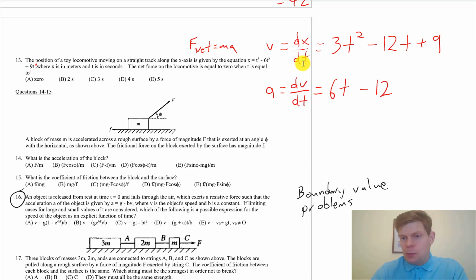Anyway, at this point, it's pretty easy to tell: what does t have to be for this to go to 0? It would be 2. 6 times 2 minus 12 is 0. So t equals 2.